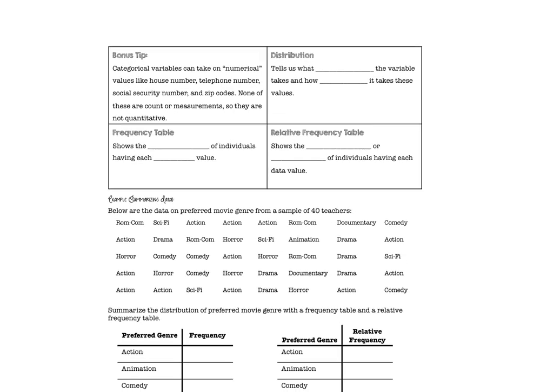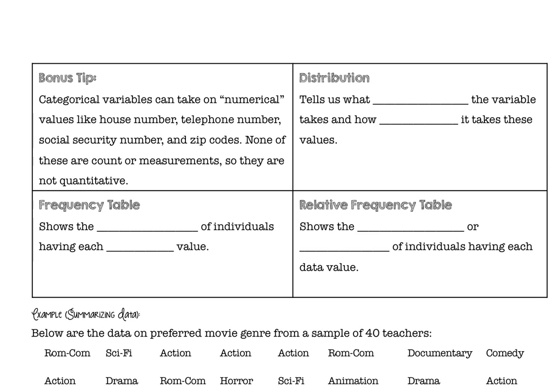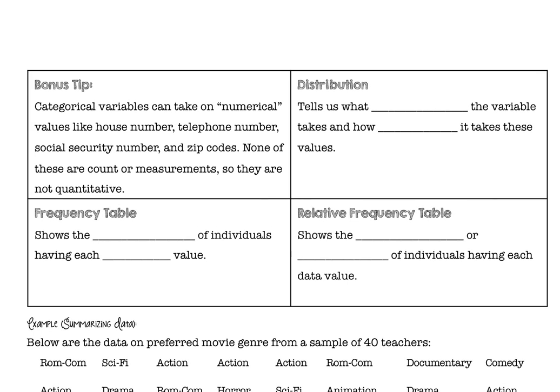All right, so if you look right there, there's a little bonus tip there. So, we talk about quantitative variables being numerical in value and categorical having labels. Now, categorical variables can have numerical values, okay? And it gives you some examples here. So it can be house number, whatever your street address is, your telephone number, your social security number, and your zip code. Those are all still labels even though they are in numerical form. Okay, so just be careful there.